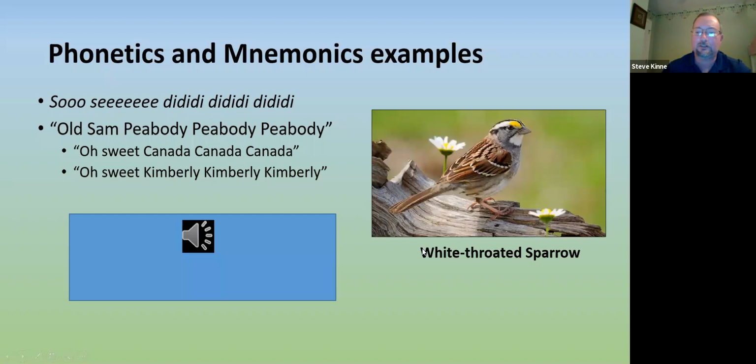This happens to be the song of the white-throated sparrow. But most people recognize it or remember it as Old Sam Peabody, Peabody, Peabody. Okay?